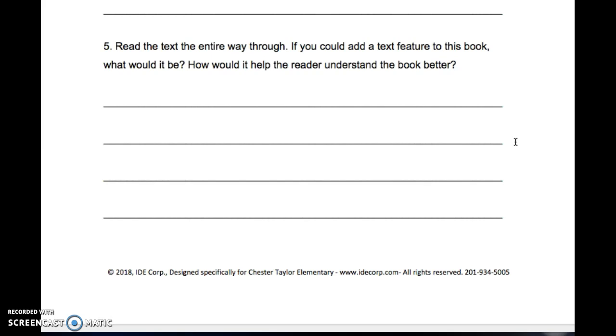If you could add a text feature to this book, what would it be? How would it help the reader understand the book better? Write your answer on these lines.